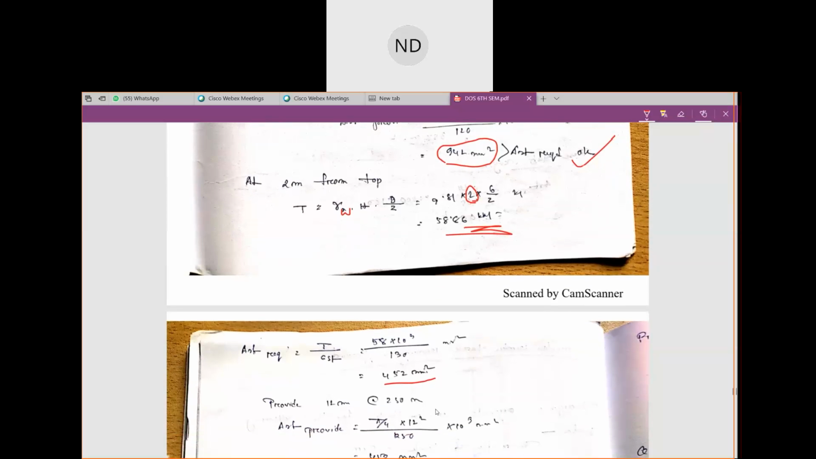Now for this 2 meter from the top, we have the required area of steel. The required area of steel is how much? T by sigma st. So T is our 58.86, and sigma st we know. So that is 452 mm square. Area of steel required is this much for this 2 meter from top.